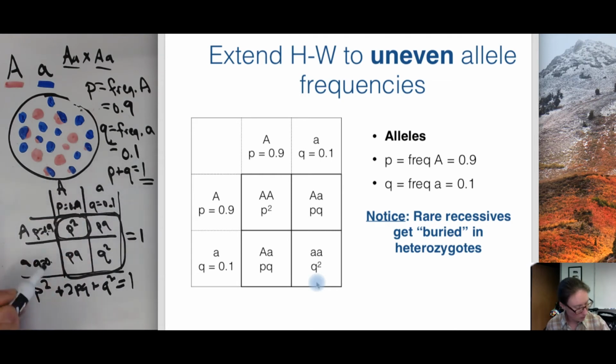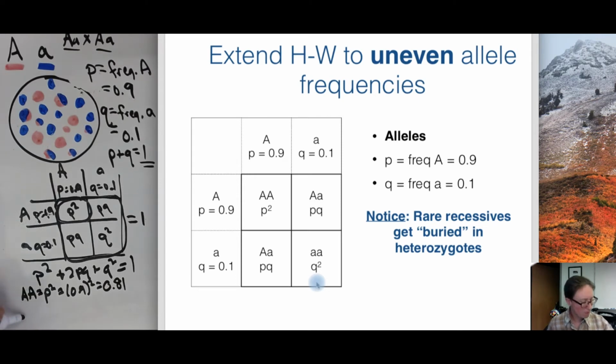Q is going to be equal to 0.1. So if we want to figure out our genotype frequencies, big A big A is going to be equal to P squared. So it's going to be 0.9 squared. So that's 0.81. Okay? Big A little a is going to be equal to 2PQ, right? So that's 2PQ, 2 times 0.9 times 0.1. So that's going to be 0.18.